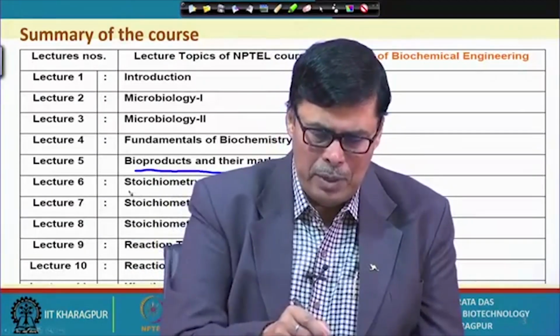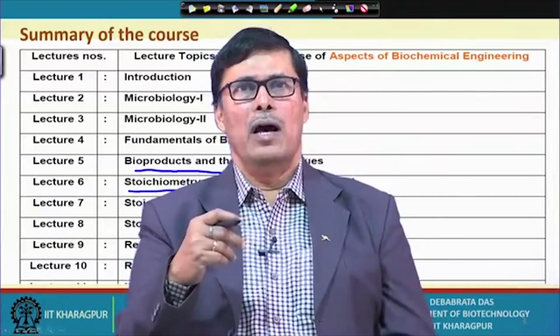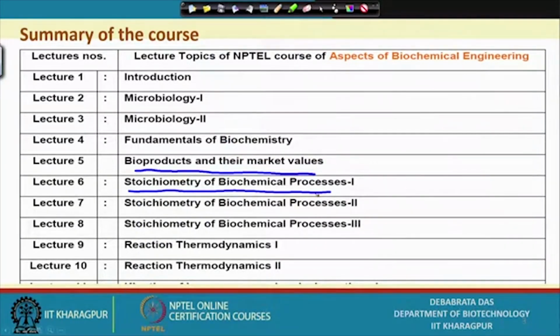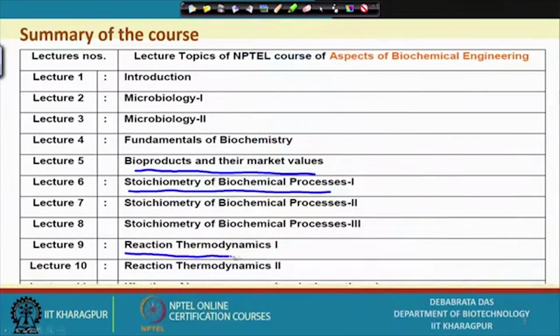After that, we tried to discuss the stoichiometry of the biochemical process. I told you it is very important to do the material and energy analysis of the process. And after this we started with chemical reaction thermodynamics. We tried to discuss how thermodynamics plays an important role in chemical processes.